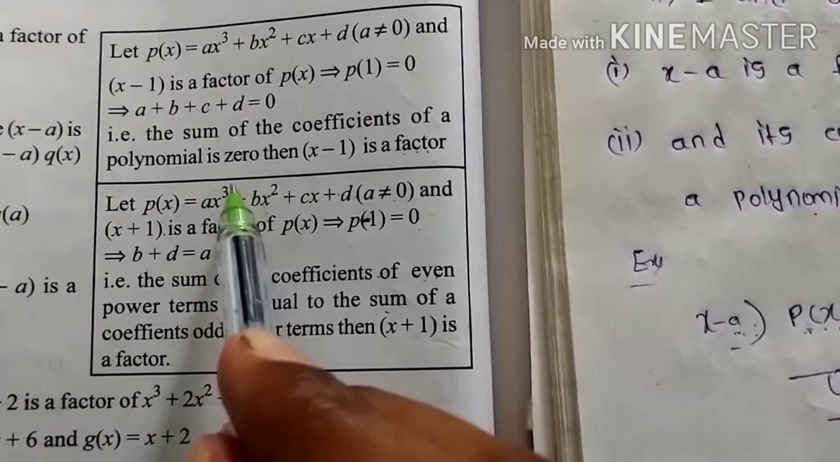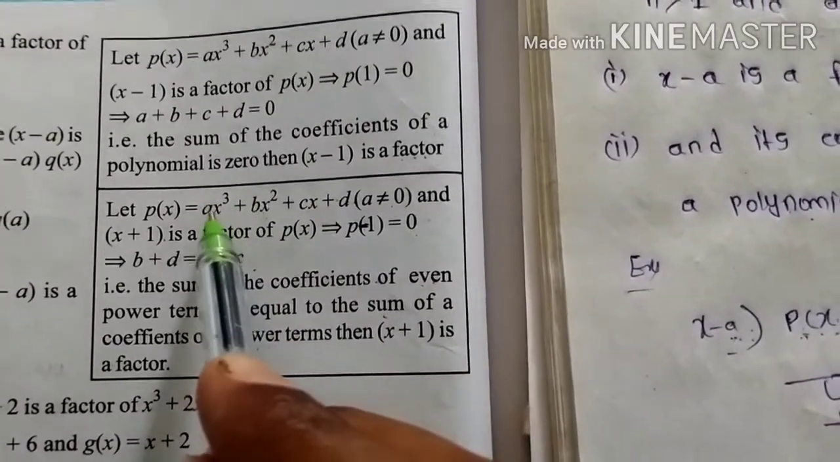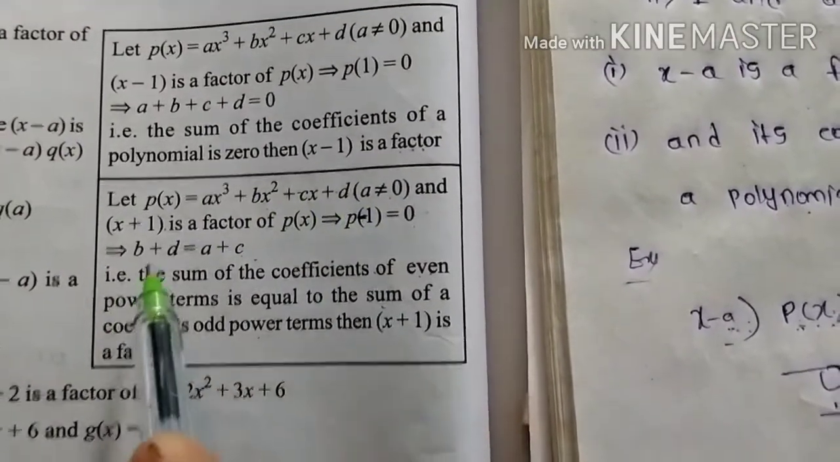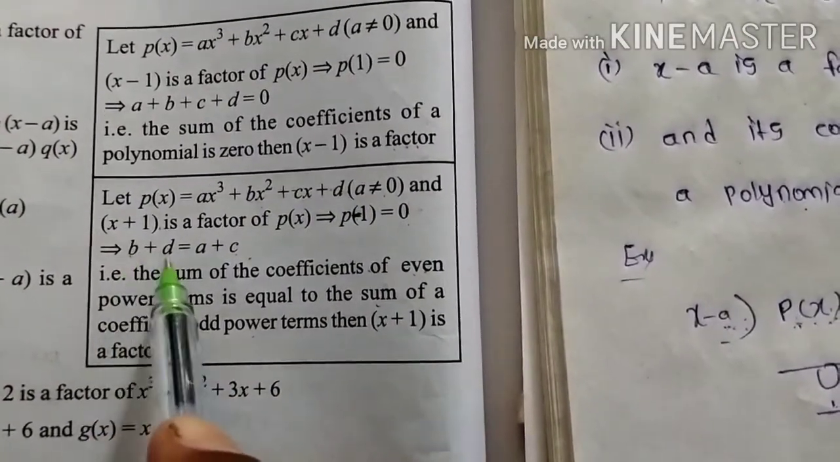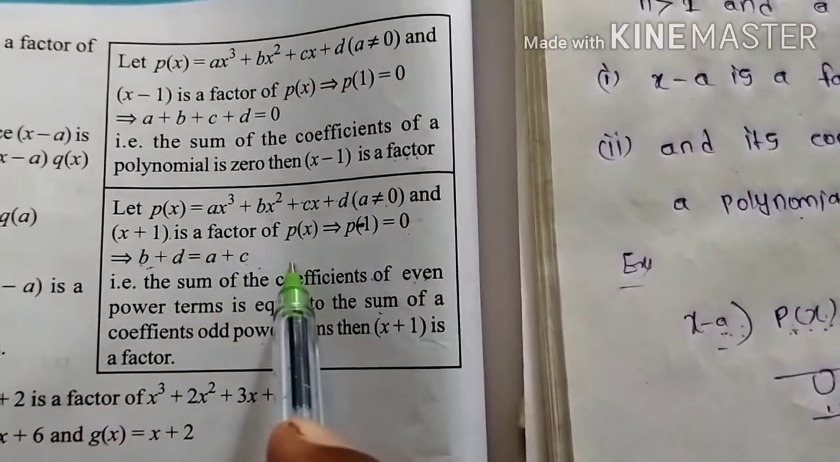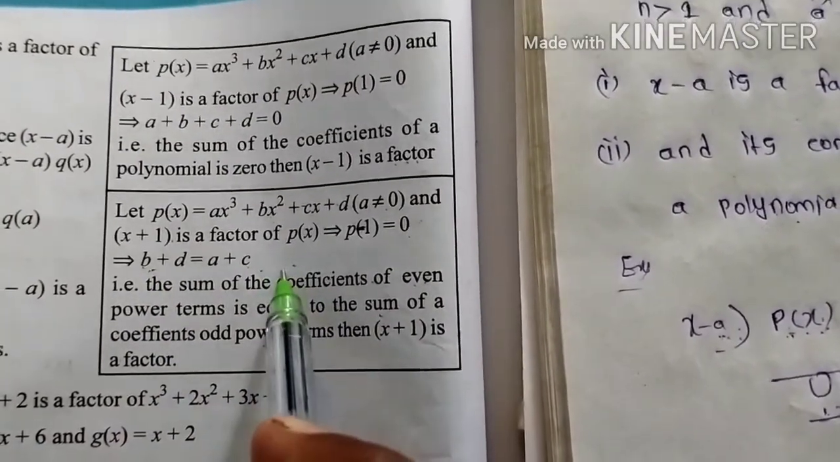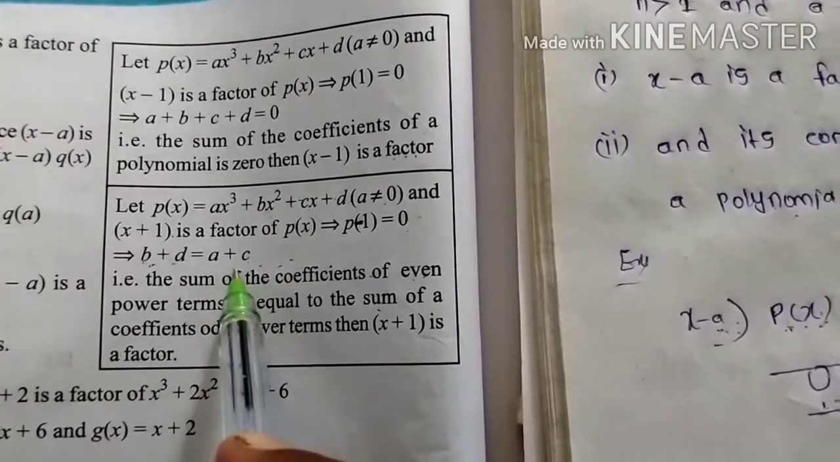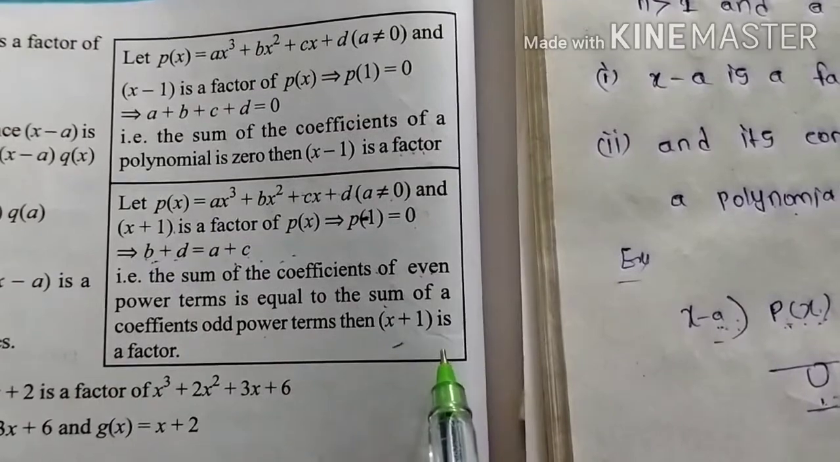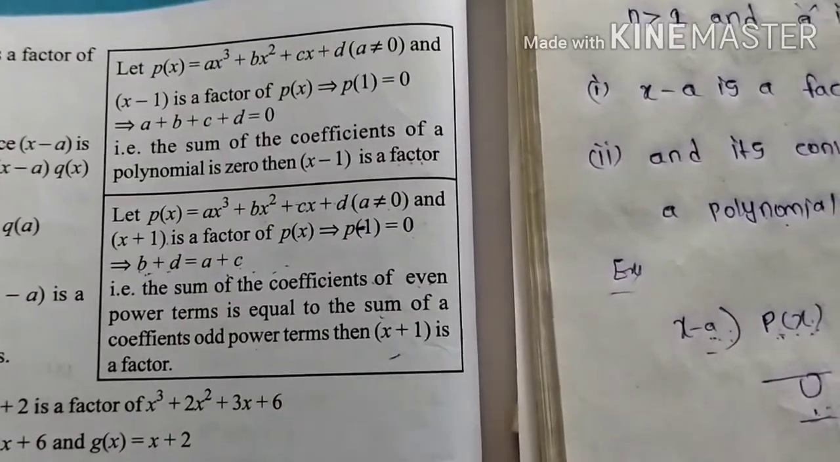a into x power 3, this is odd also. That means a plus c is equal to b plus d. Just take the odd power terms on the left side, and on the right side take the even power terms. If both are equal, then x plus 1 is a factor. We will discuss in detail in the exercise problems.